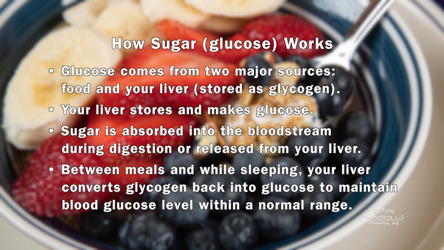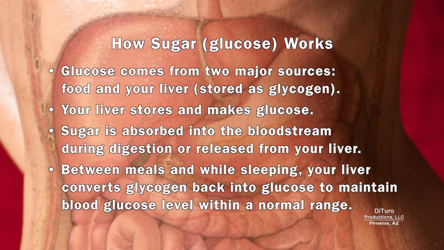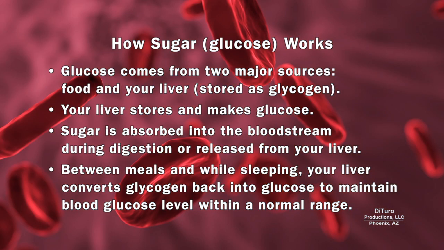Glucose comes from 2 major sources: food and your liver. Your liver stores and makes glucose. Sugar is absorbed into the bloodstream during digestion or released from your liver. Between meals and while sleeping, your liver converts glycogen back into glucose to maintain blood glucose levels within a normal range.